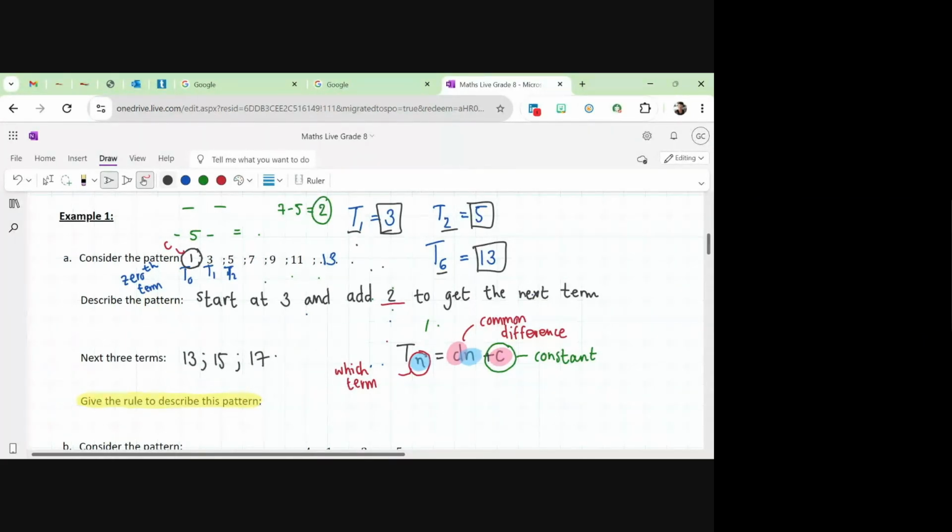So my formula is going to look like this. It's going to say Tn is equal to, my common difference was 2, so 2n plus 1. That's your rule. That's the general rule. All right, so let's test this.